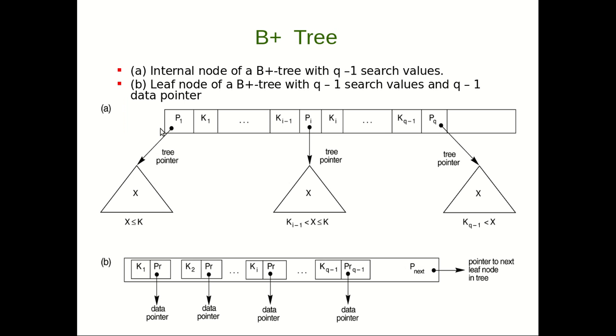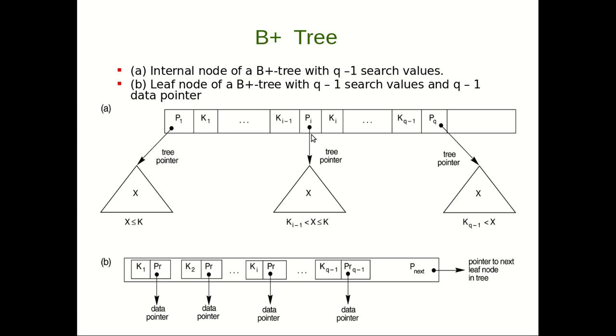This is the structure of the root as well as intermediate node, and this is the structure of the leaf node. The similarity is P1 up to PQ, Q number of tree pointers, which is the same in the case of B tree as well as B plus tree. K1 up to KQ minus 1 is also the same in both. The number of key values is the same, but the only difference is that there is no key value data pointer pair in the root as well as intermediate nodes. Only in the leaf node does this pair appear.